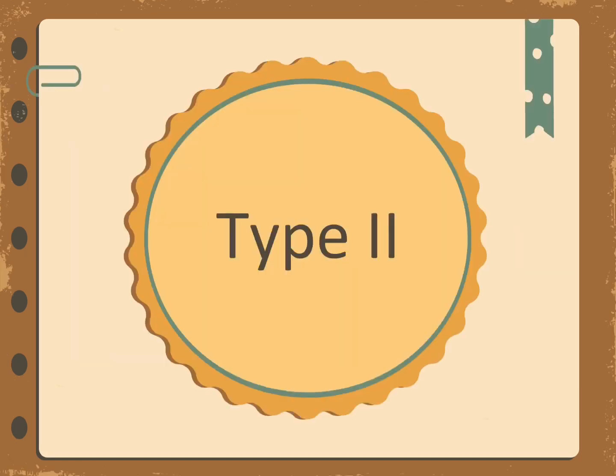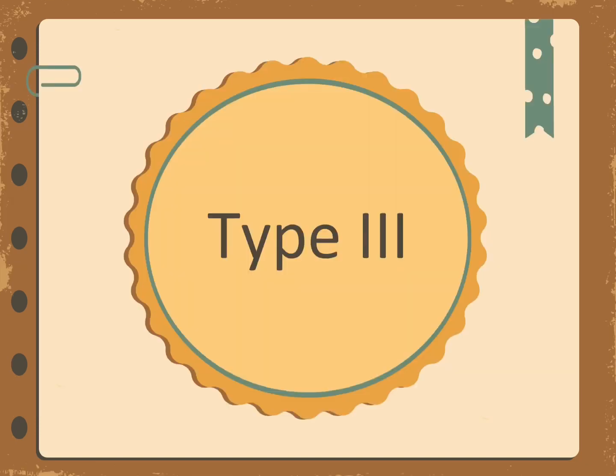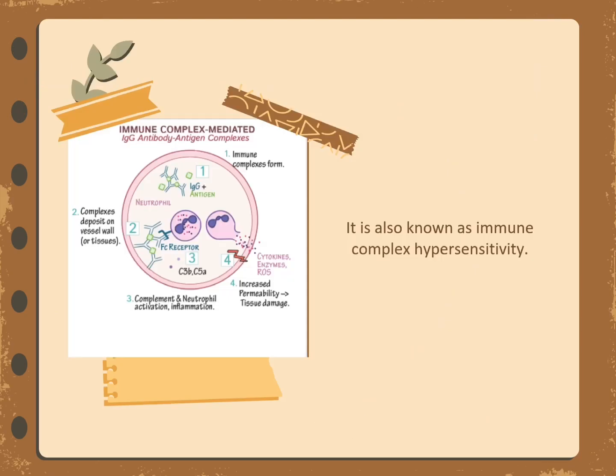For type 2 hypersensitivity, transfusion reactions and hemolytic disease of the newborn are examples. It involves IgG or IgM antibody mediated reactions. IgG or IgM immunoglobulin will react with cell surface antigens to activate the complement system and produce direct damage of the cell surface. For type 3 hypersensitivity, it is also known as immune complex hypersensitivity.